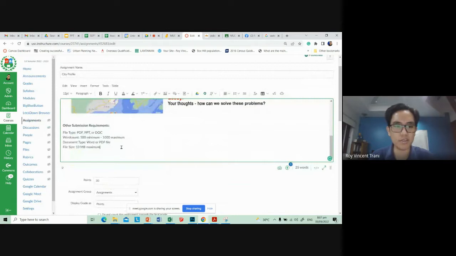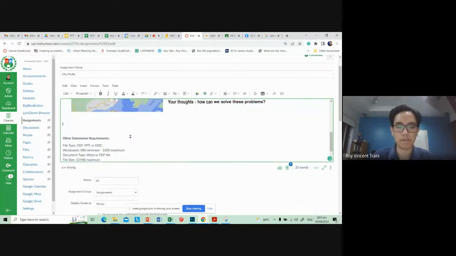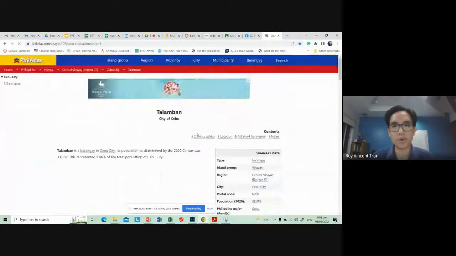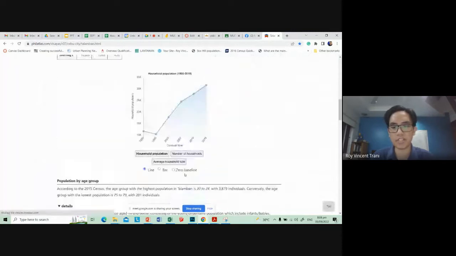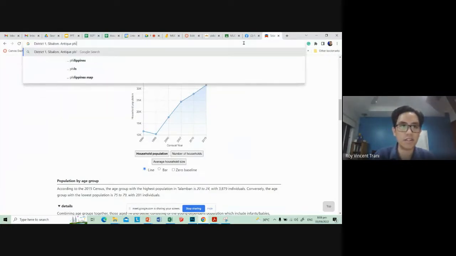And then the websites you can use, specifically for this population data. I'll put it up here. Population data reference. I usually go to atlas.com. And then wherever you are, you should have your own population data over here. Let me go through the chats. Let's see. District 1, Sibalom, Antique. Atlas.